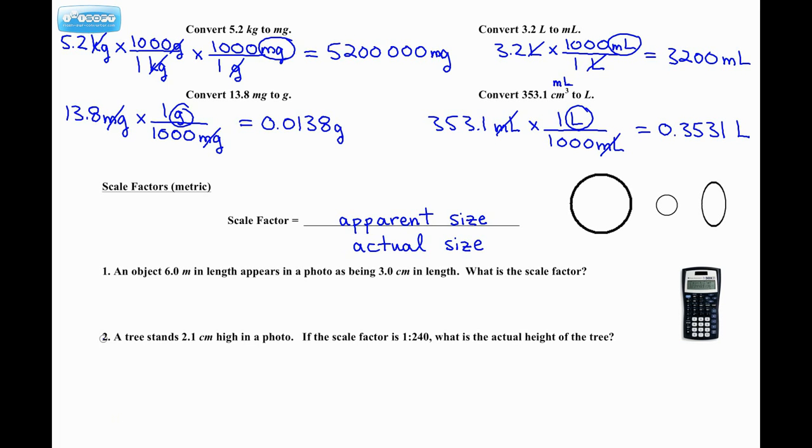Let's do an example. Number 1, an object 6 meters in length appears in a photo as being 3 centimeters in length. What is the scale factor? So if the object in real life is much smaller in the picture, this is called a reduction.